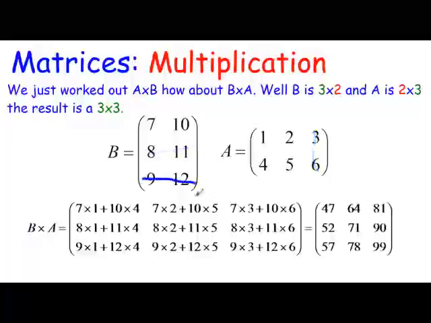So this is the third row down the first column. So it's 9 times 1 plus 12 times 4. Then we do 9 times 2 and 12 times 5, which is this. It's that row poured down that column. So it's 9 times 2 plus 12 times 5.